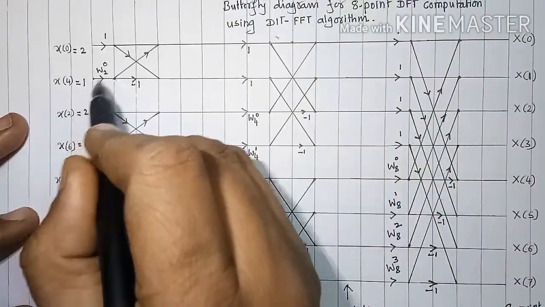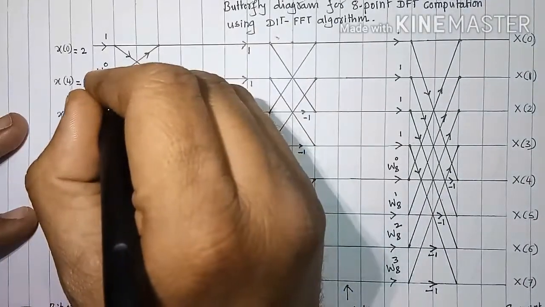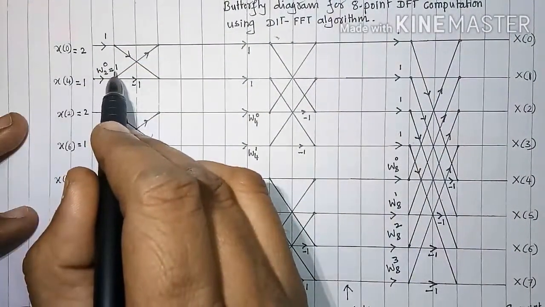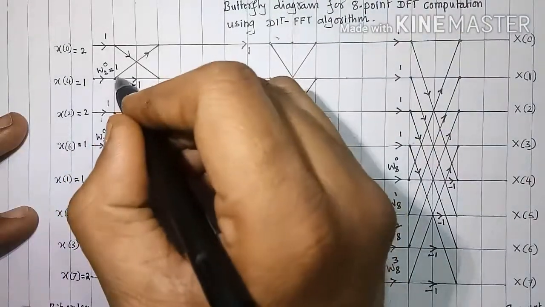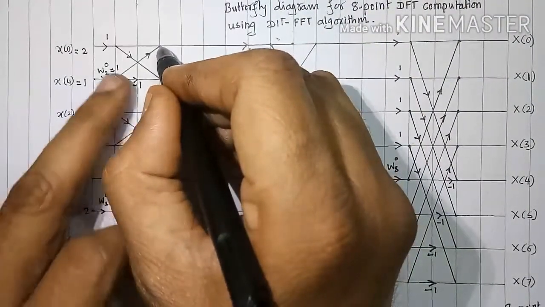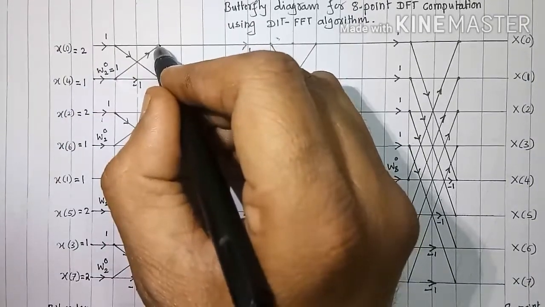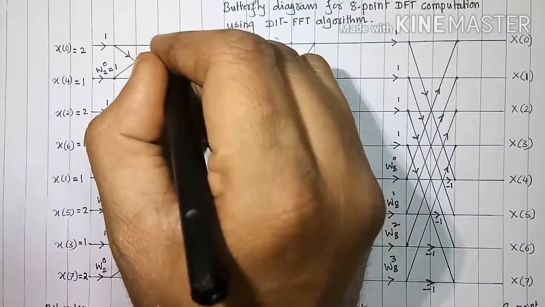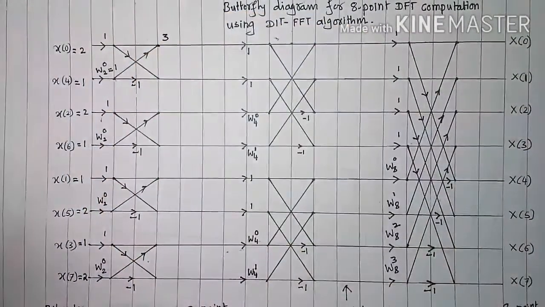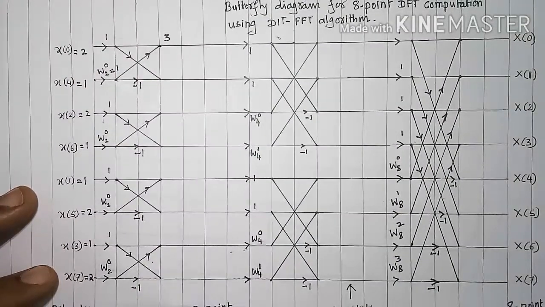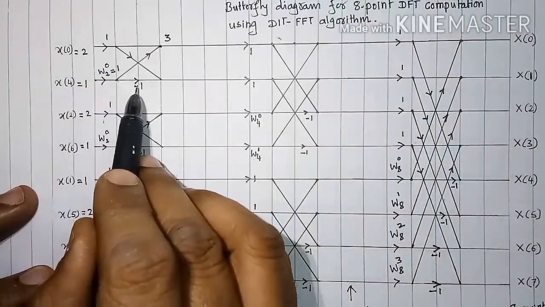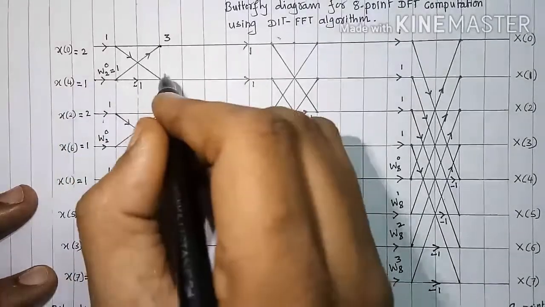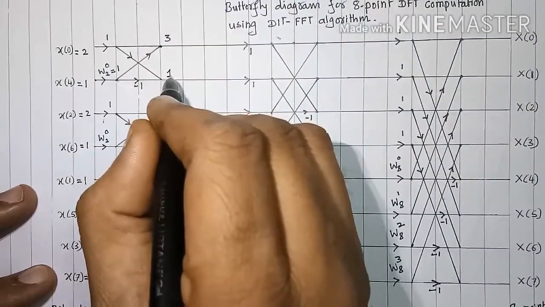Here input is 1, W2 raised to 0 is 1. 1 into 1 is 1. Here this line will carry 1. 1 plus 2 into 1, 2. So we get here 2 plus 1, 3. Here 1 into minus 1, minus 1. 2 minus 1 is 1.